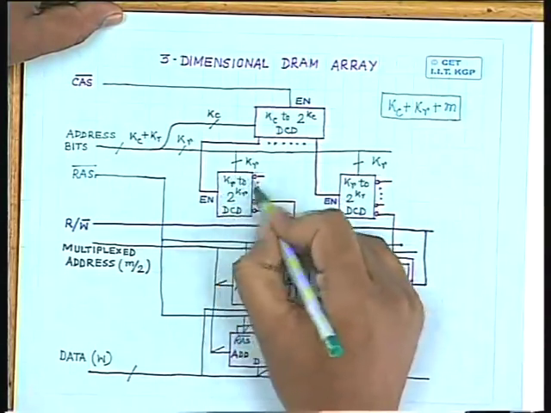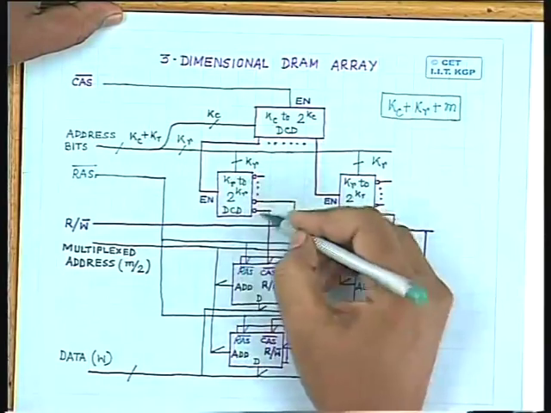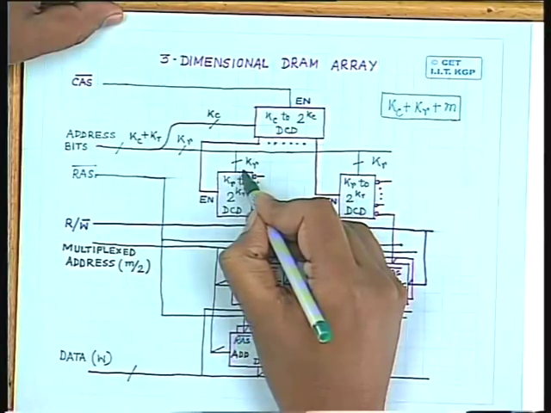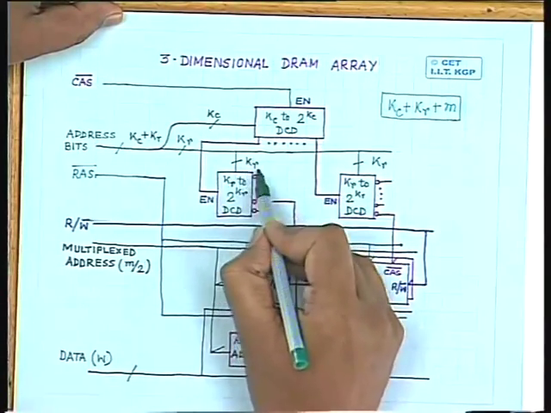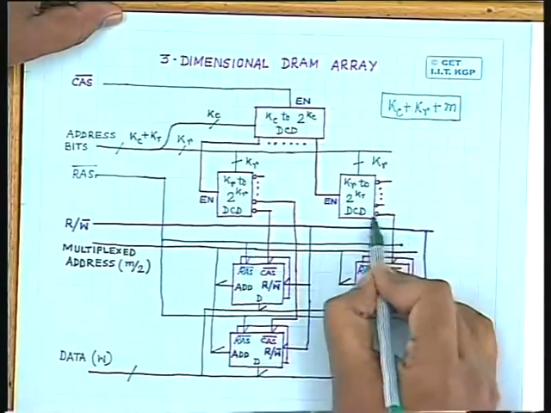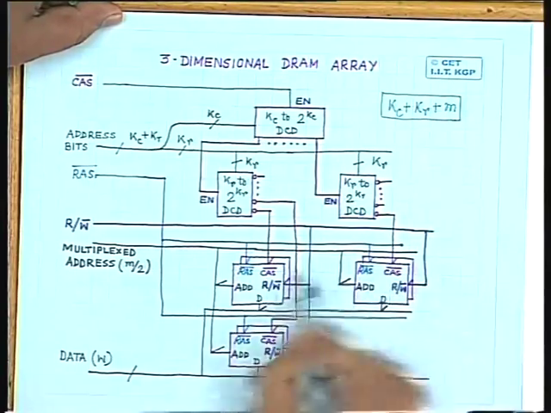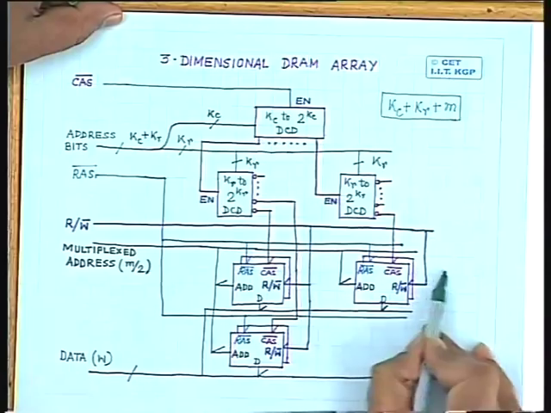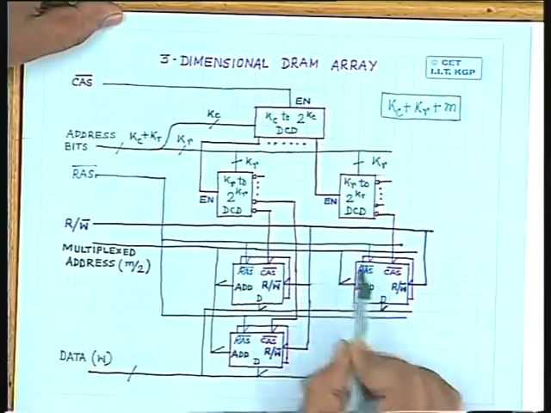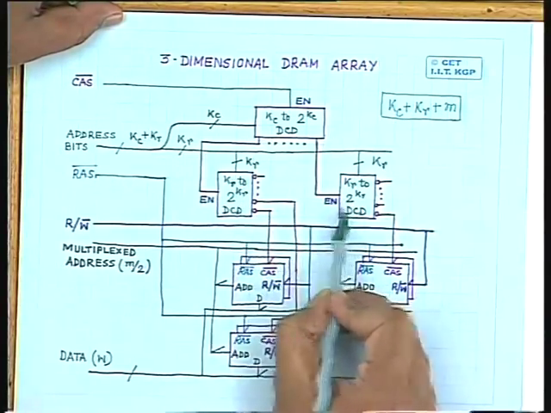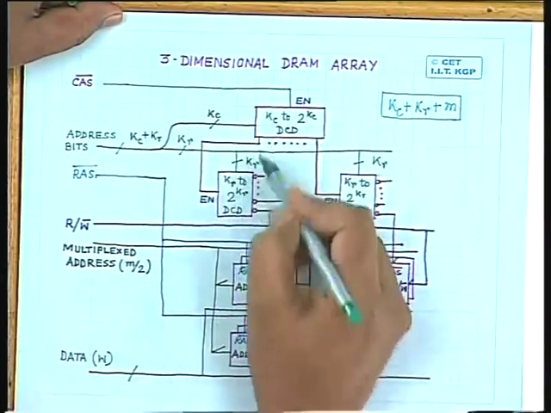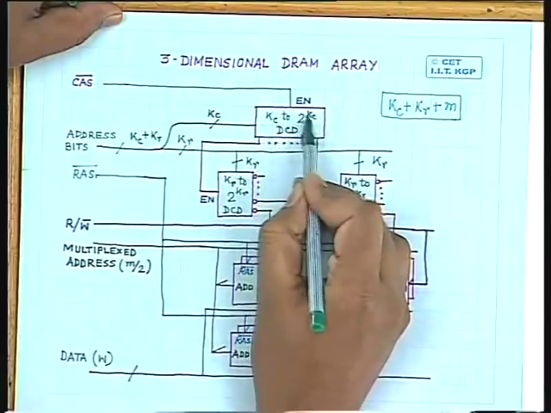Once you enable a particular row address decoder, the output of that row address decoder will depend upon the KR bit combination. So when all the bits in KR are 0, the 0th output of all these row address decoders is supposed to be active. That means we are going to activate a particular row in this two-dimensional chip array. That is why these are row address decoders. And out of all these decoders, the decoder which will be enabled depends upon the corresponding output of this column address decoder.